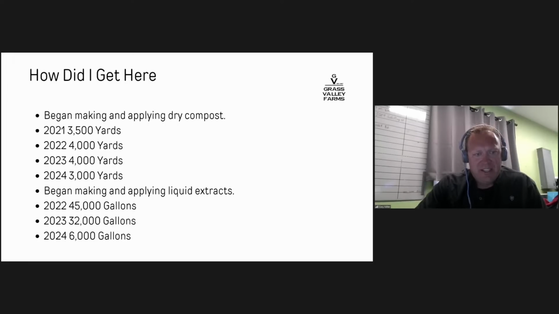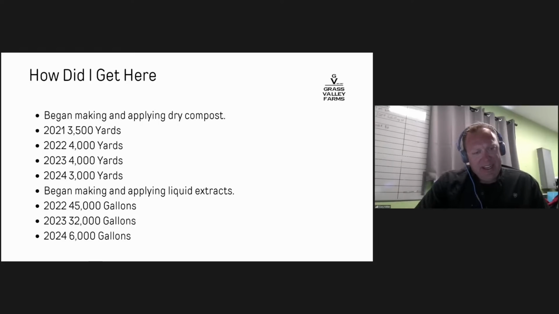2022, 45,000 gallons of extract. Last year, 32,000. And this year we've applied to all of our new seedings. And then of course, we used extract to clean up some old bale grazed areas, some high fungal, to help us break down a lot of that lignin.